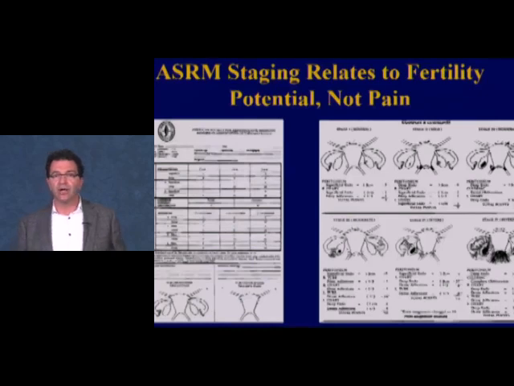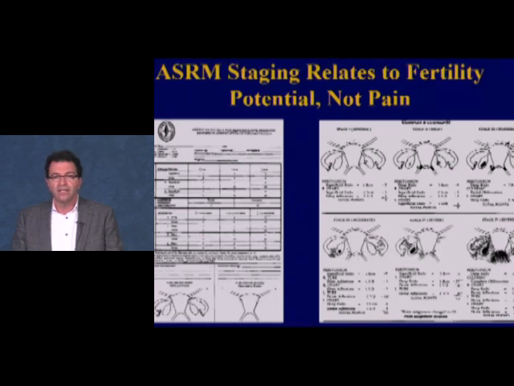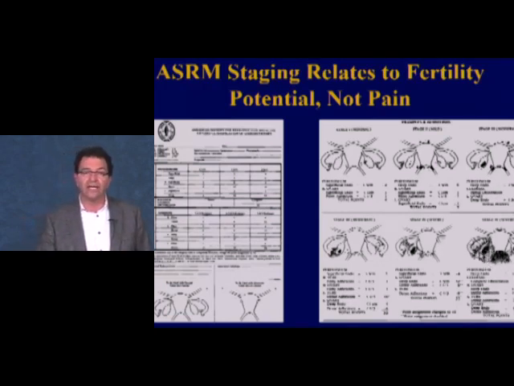The staging criteria was set up by the American Society for Reproductive Medicine. This was set up from a fertility standpoint, not a pain standpoint. So the stage of disease starts with the least amount, and you can see the lines and the black areas represent endometriosis, and the more advanced, or stage 4, leads to infertility based on the lesions and also adhesions where the egg can no longer get into the fallopian tube. And here you can see the lesions and the adhesions.